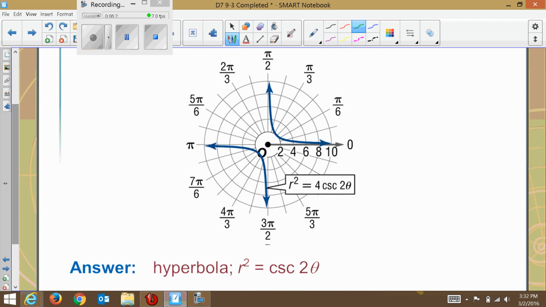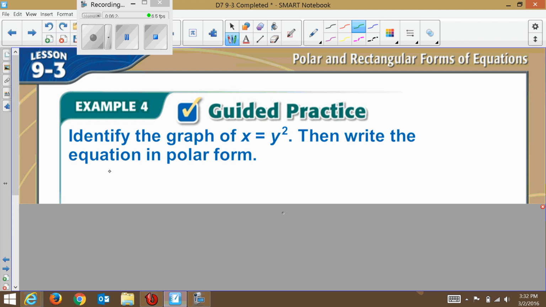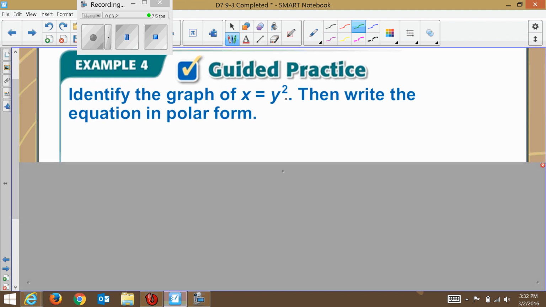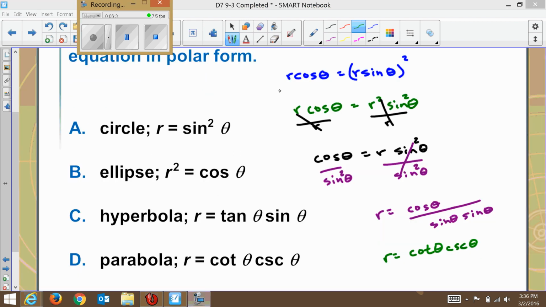I have one for you to try. You can pause the video. We know this should be a parabola. Let's see if you can get it in polar form. Here's what I did here. You can pause the video to get your work checked, but it was, in fact, parabola B.